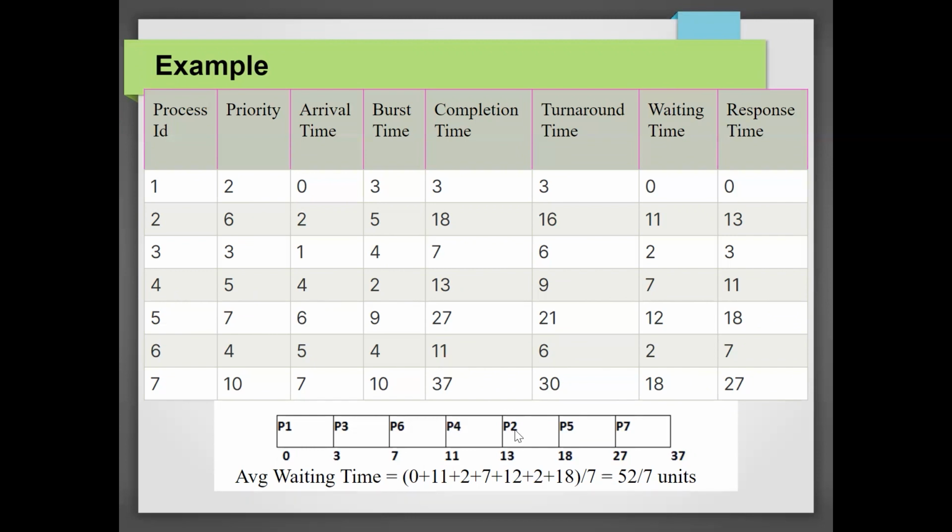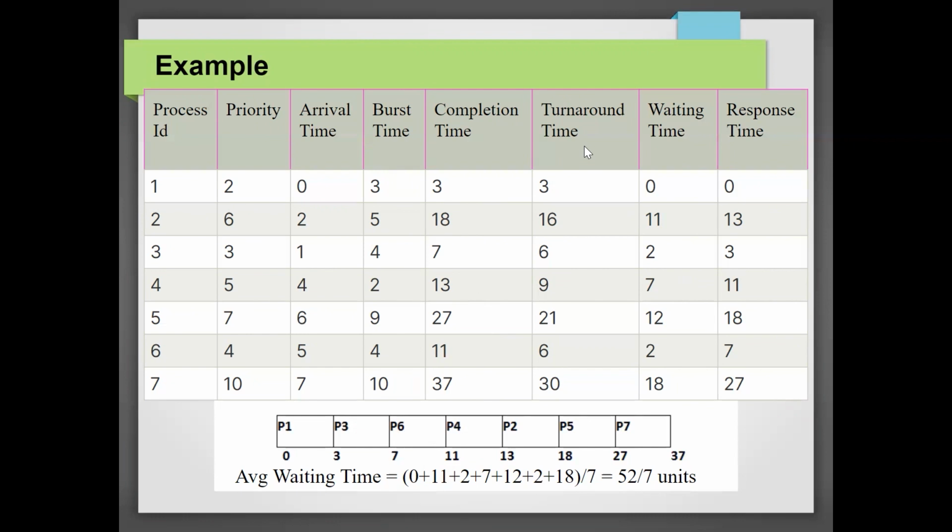Next, process P2 has the highest priority, so I have taken process P2 from the ready queue. The burst time for process P2 is 5, so process P2 executes for 5 units of time. At time 18, process P2 completed execution. Next, I have chosen process P5, which executes for 9 units. Next, I have chosen P7, which executes for 10 units. At time 37, all my processes completed. So the completion time has been written down from the Gantt chart.